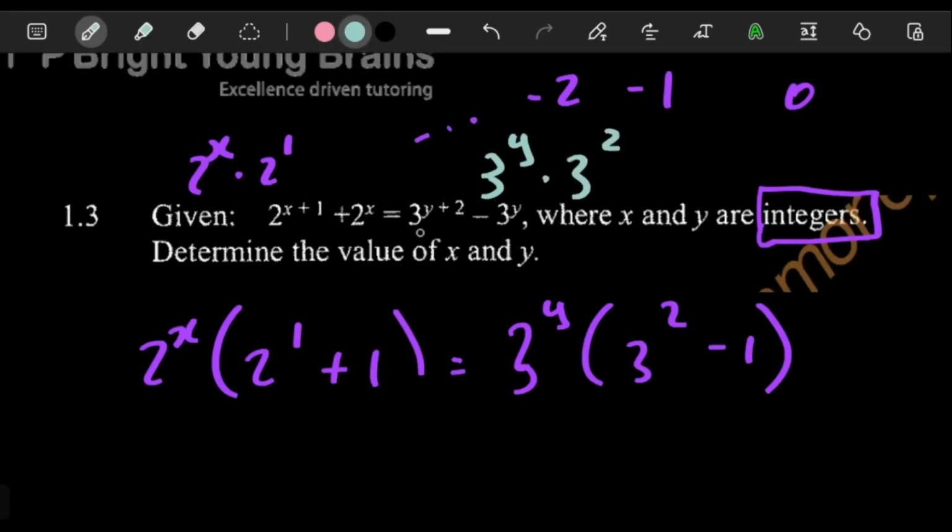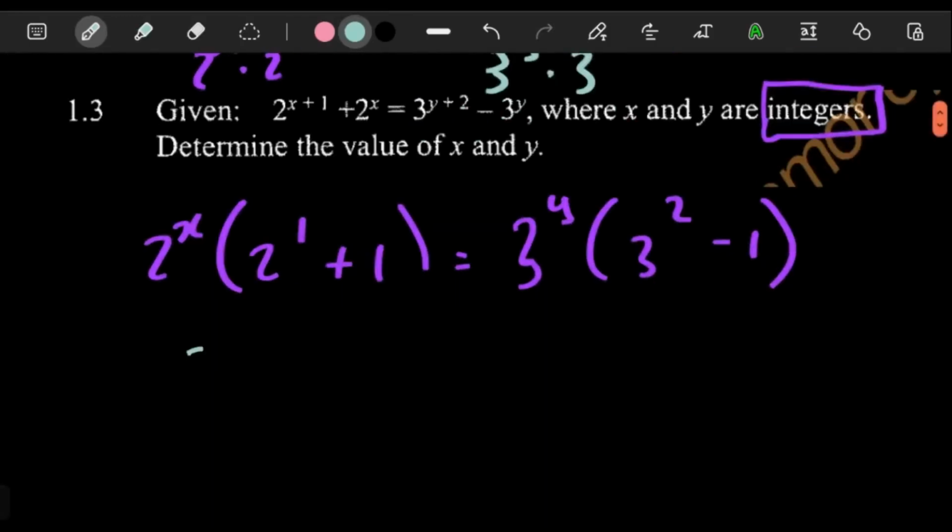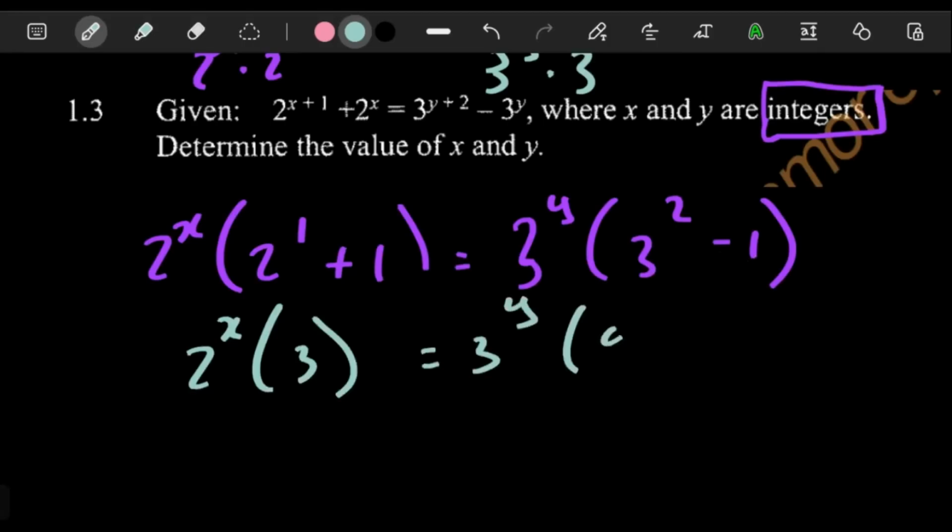So we said here there's 3 to the power of y and the 3 to the power of y. We took it out, so this is left. Here 2 to the power of x is a common factor, so we took it out, this is left. So that now we can see that this is just 2 plus 1, it's a 3. And then this is 3 to the power of y. 9 minus 1 is 8.